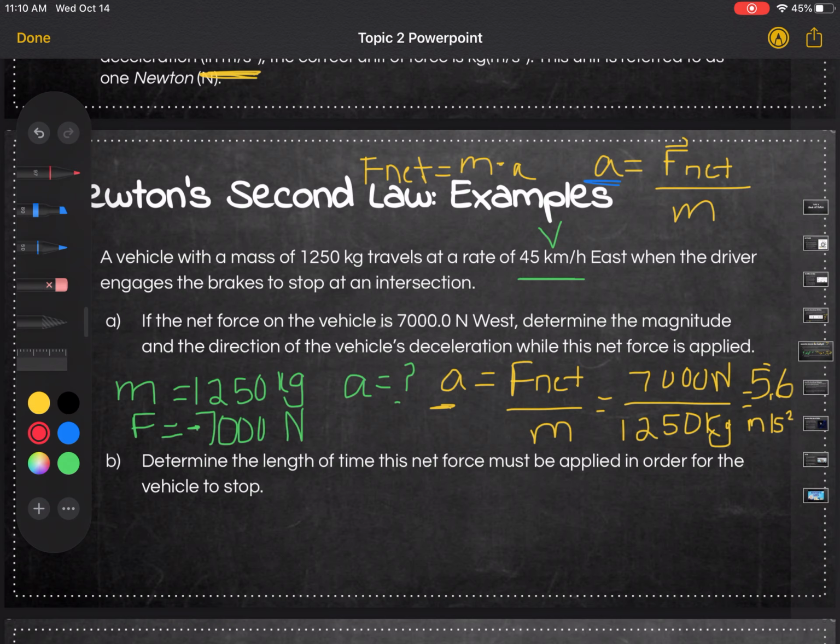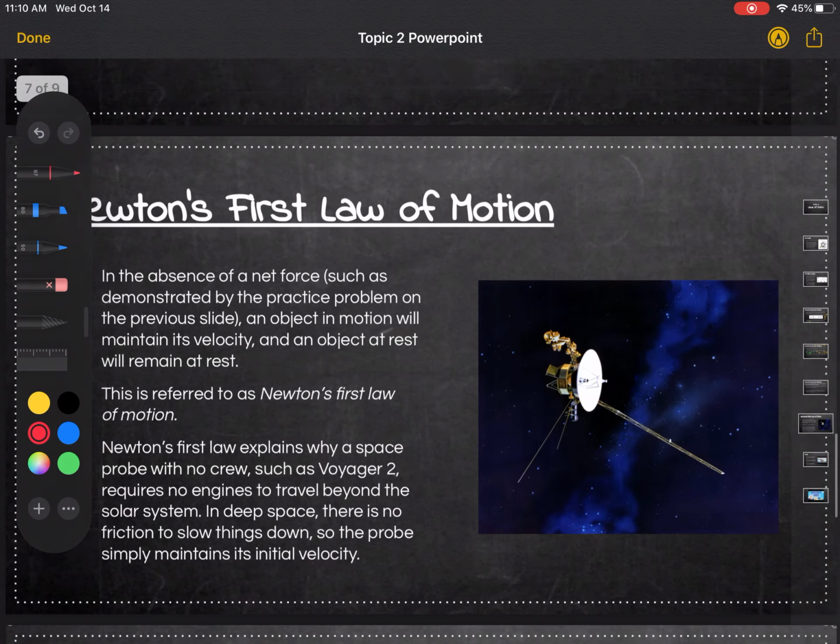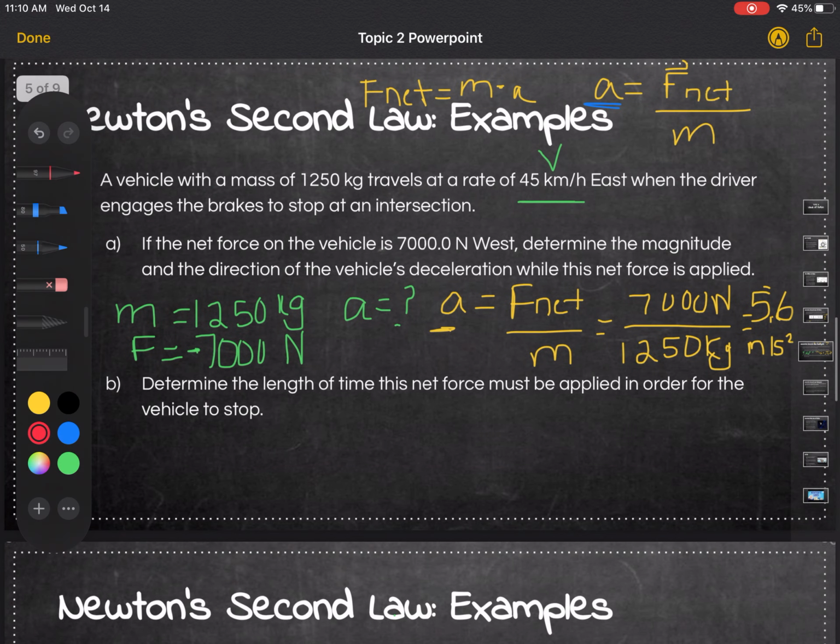Okay? So that is our answer to that example. I'm just trying to circle the answer. So 5.6 meters per second squared. And then it says, determine the length of time this net force must be applied in order for the vehicle to stop. So this is using some information that we did in topic 1 that is looking at our stop times.